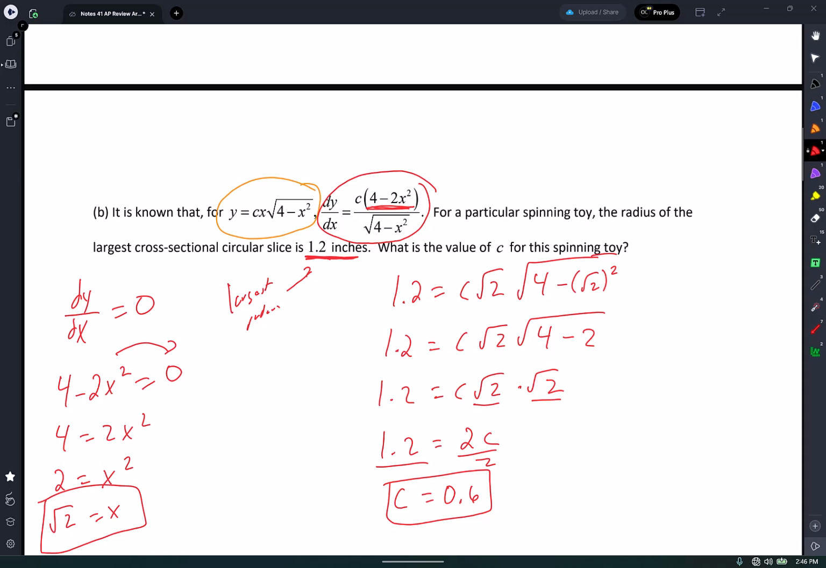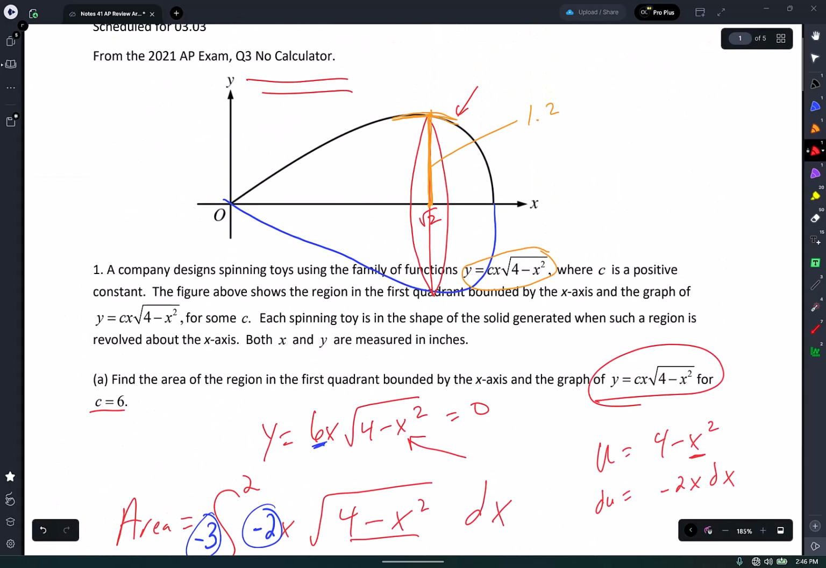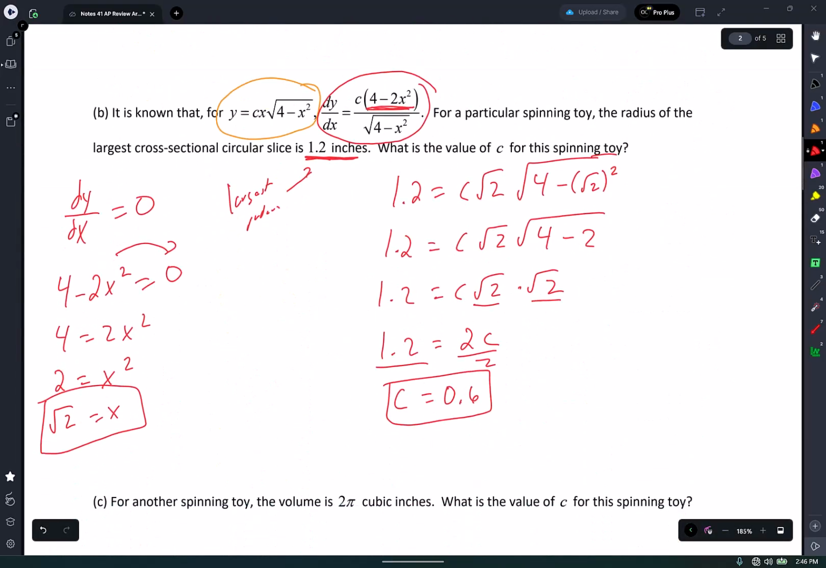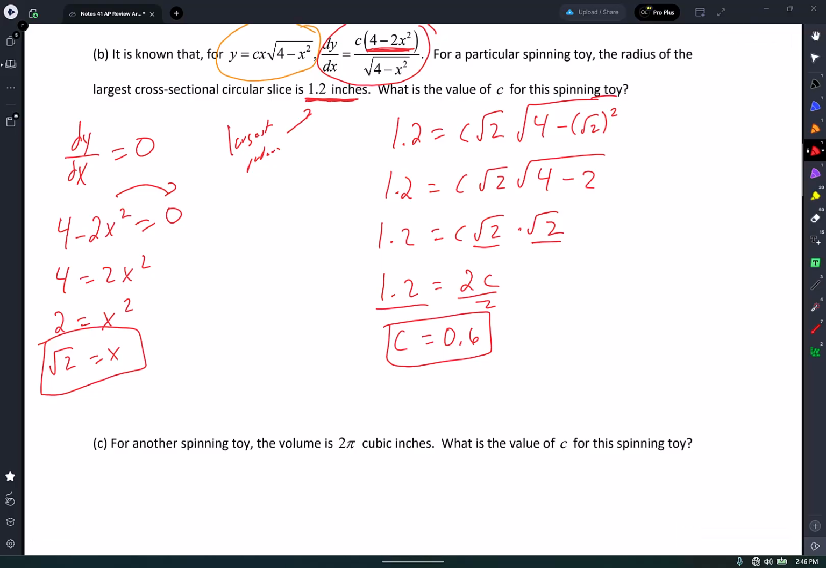No, C is just a constant, but I like that you said there's units. All this is in inches. So, all right. Pretty cool, right? All right, let's go to letter C.